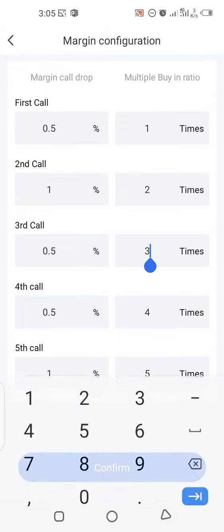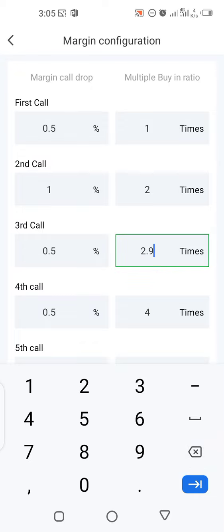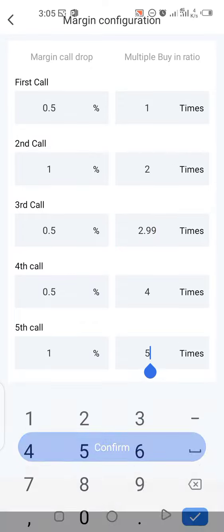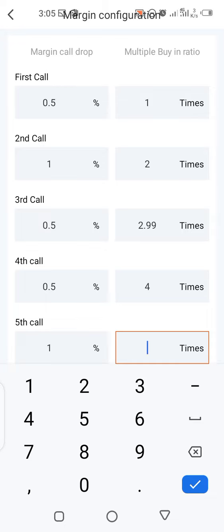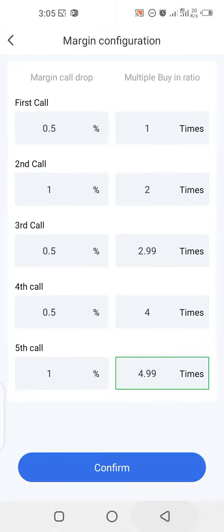So you can even lower this a little bit, 2.99. It still works. And this 5, you can even make it 4.99. It's just a play trick, and use a little less of your money. But then you can just use the multiple of 1.